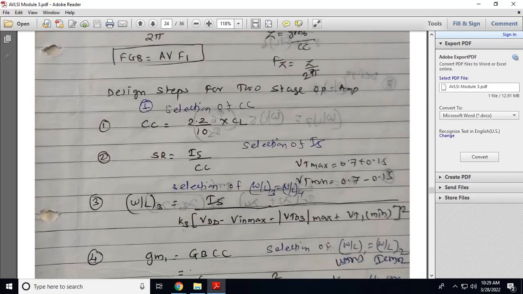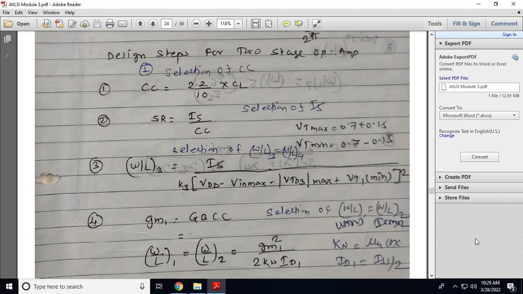Now we will discuss the design steps for this two-stage op-amp. The first step is the selection of Cc, the coupling capacitor. This is the equation: coupling capacitor Cc is equal to 2.2 divided by 10 times CL. So this is the coupling capacitor. The second step is the selection of I5, that is the tail current I5. Slew rate is equal to I5 divided by Cc.